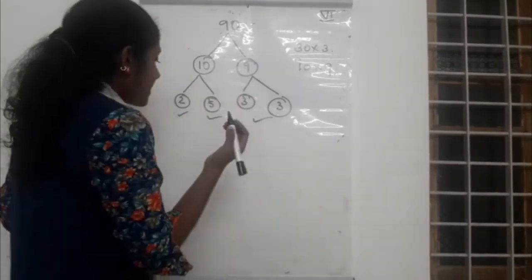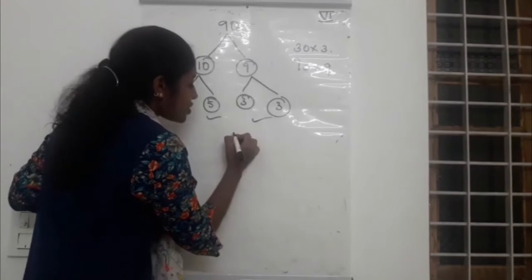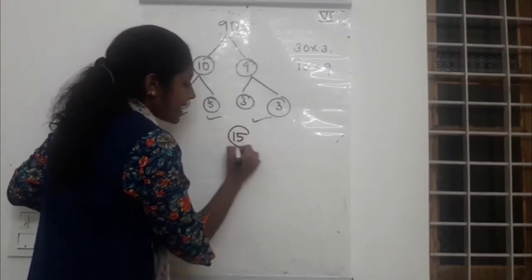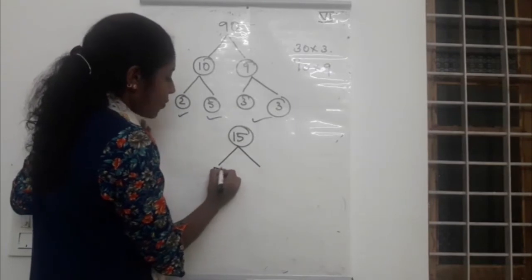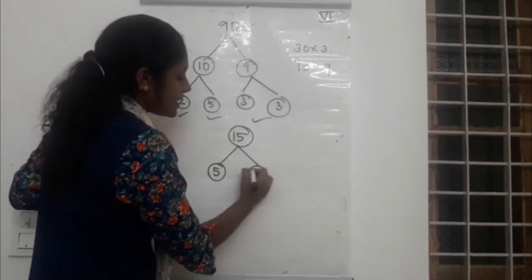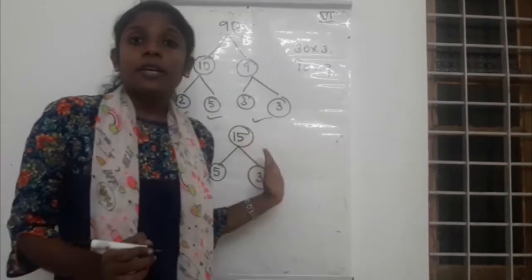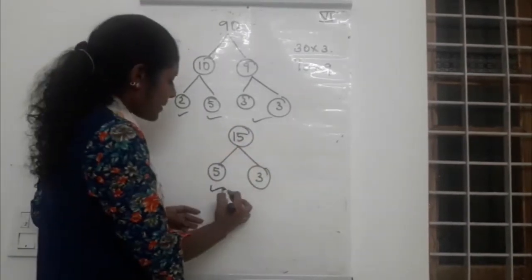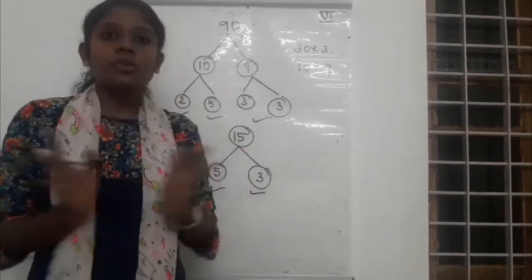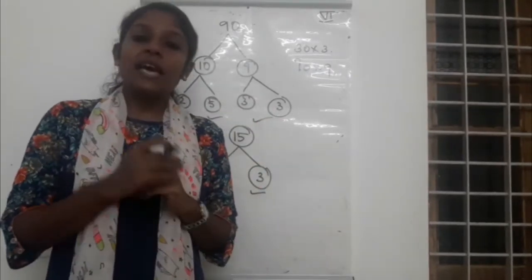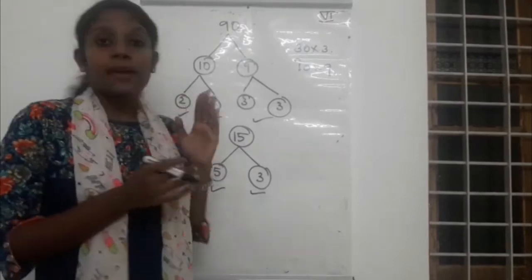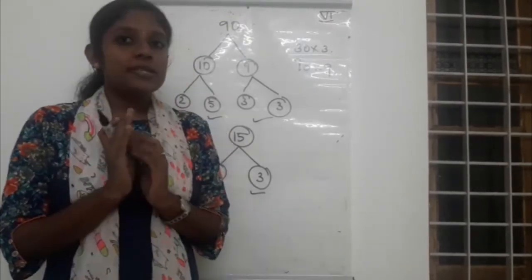If a question is asked for you to write the prime factorization tree of 15, how will you write 15? It is 5 into 3. Further you cannot do, because 5 is a prime number, 3 is also a prime number. This is called a prime factorization tree. It can be asked in your exam to draw the prime factorization tree. Hope it is clear for you.